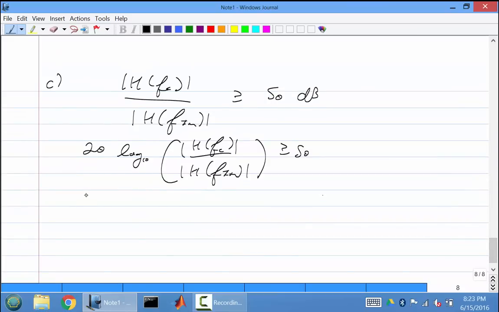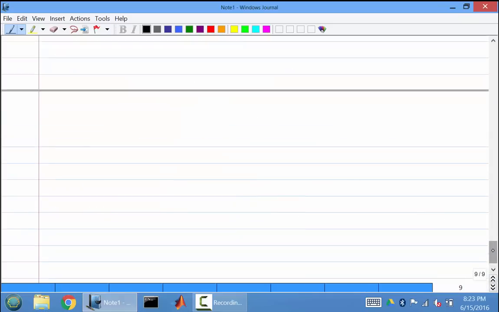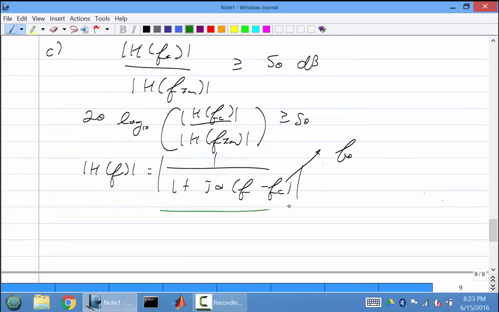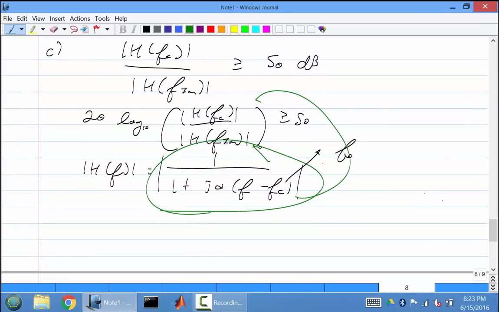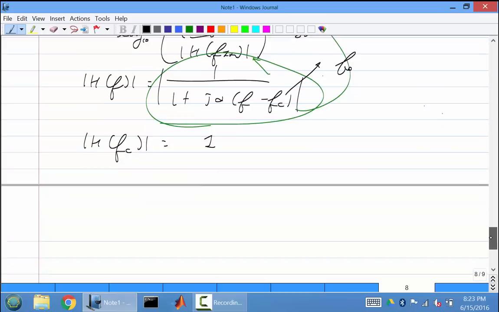All right. So in this case, you have the magnitude, which is defined as previously, 1 plus j alpha (f minus f of c). Here FO is set at the carrier frequency, which is nice. So all we have to do now is substitute this into here and here. When you substitute f of c, you get 1 divided by 1 plus 0, because f of c minus f of c is simply 0. So this is just equal to 1.